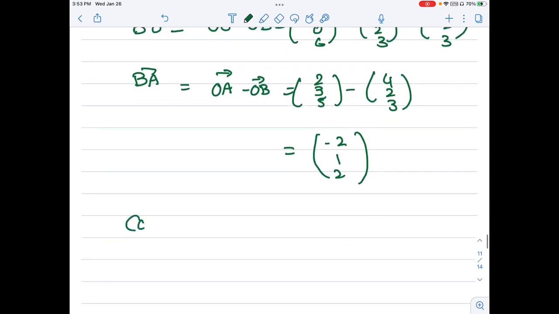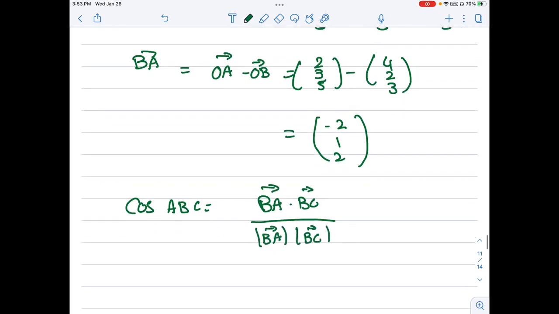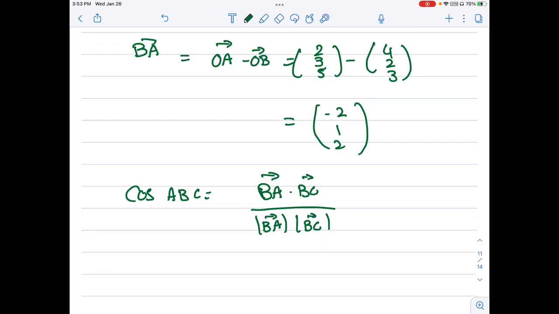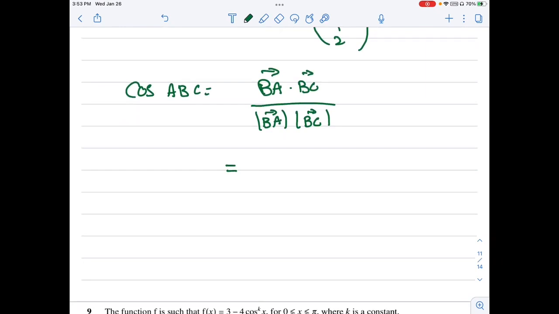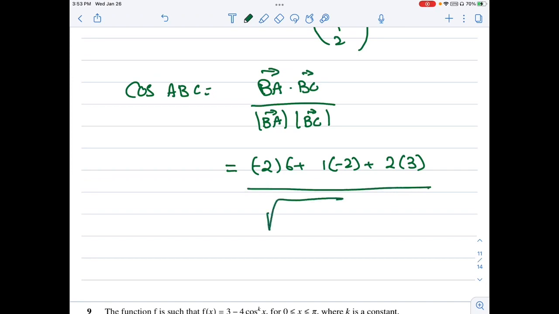So I find cos ABC, which is BA dot BC divided by modulus of BA and modulus of BC. So what does that become now? -2 times 6 plus 1 times -2 plus 2 times 3, i times i, j times j, k times k. Modulus of BA will be square root of 2 square plus 1 square plus 2 square. Modulus of BC is 6 square plus 2 square plus 3 square.